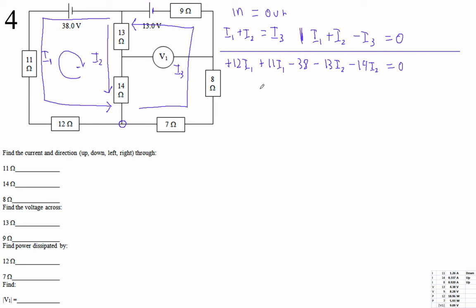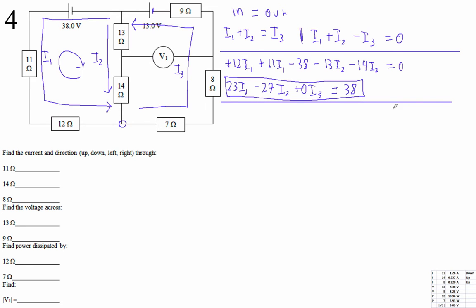Let's write this in correct matrixable notation. This is 23 I1, negative 27 I2, 0 I3, and then we put all the constants on the other side. There's only one constant, so that equals 38. Okay, this is good. This is matrixable. We can put that in our matrix.